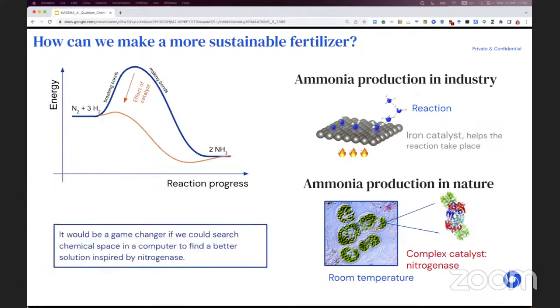So it would be a complete game changer if we could search in a very crazy manner, like completely search chemical space for a complicated molecule similar to nitrogenase that can help us make this reaction in a much more efficient way. And the reason why we cannot do this is because our current quantum chemistry toolkits are not efficient and not reliable enough to do that.